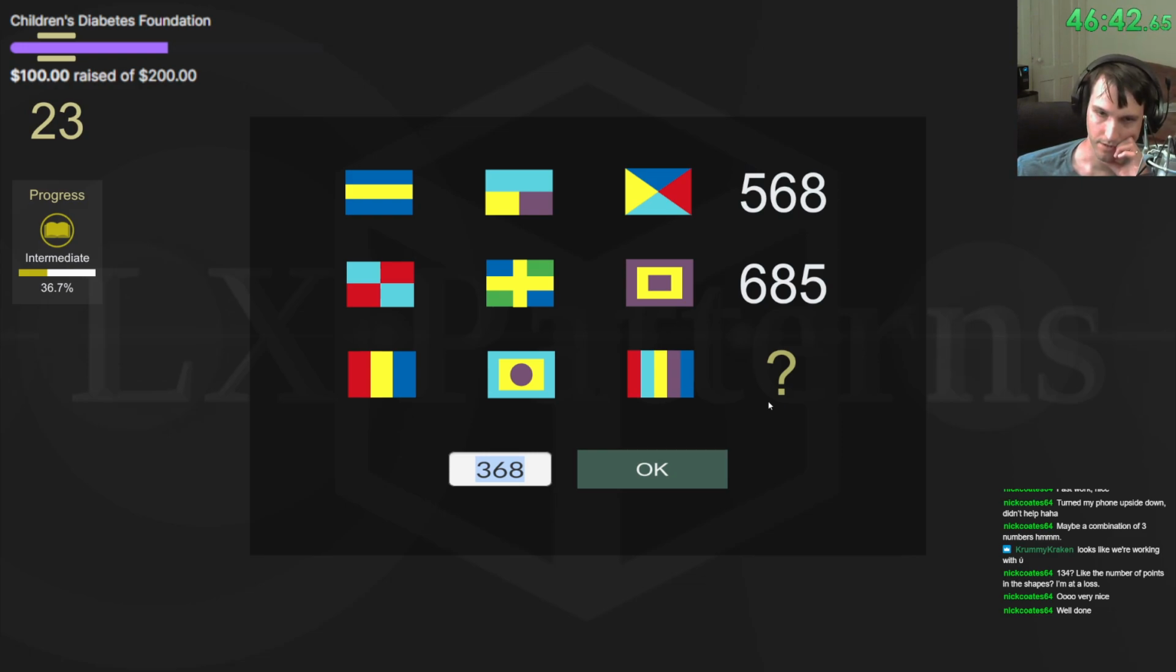If red was 0. What if... can purple be anything but 2? Can purple be 1? Well, purple can be 1 and yellow 3. If purple is 1 and yellow is 3.